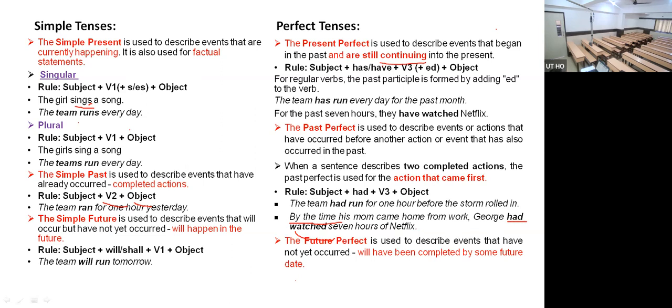Now, when you're talking about the future perfect tense, something that has not happened but will be completed in the future. So we have the will have or shall have plus the verb. So the team will have run by tomorrow. Now here you will not say the team will have ran by tomorrow or the team will have runs by tomorrow. The team will have run by tomorrow. Now if you look at all these perfect tenses, they will be the same whether it is singular or plural.